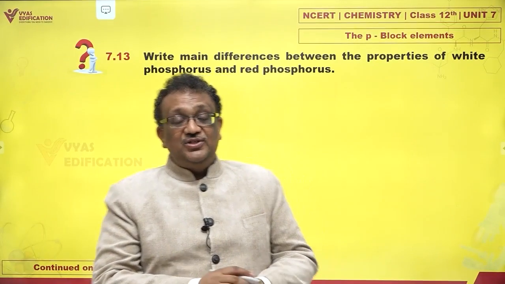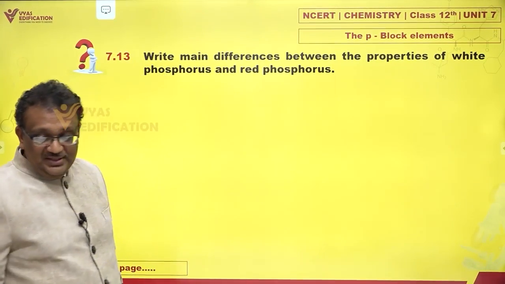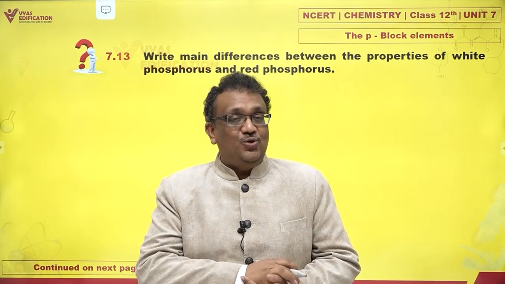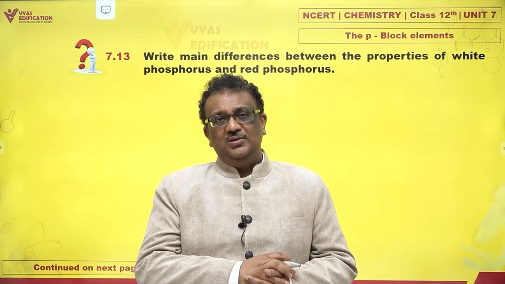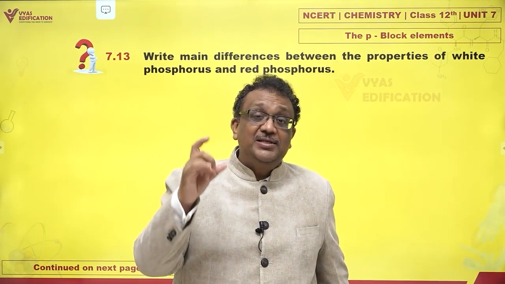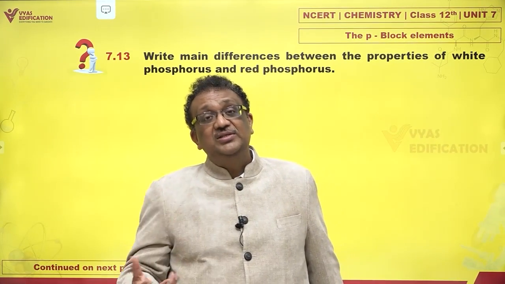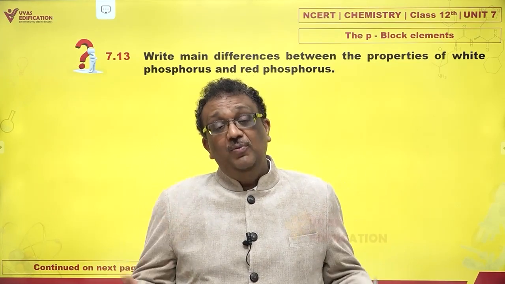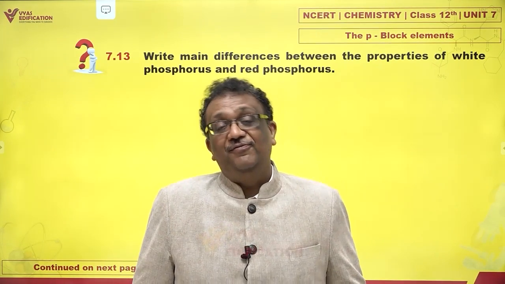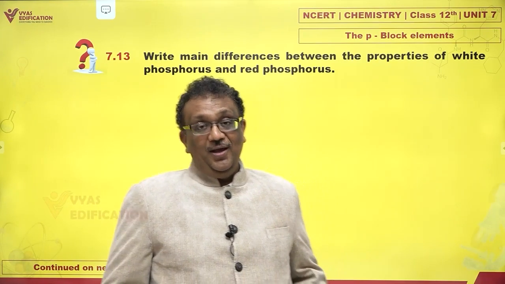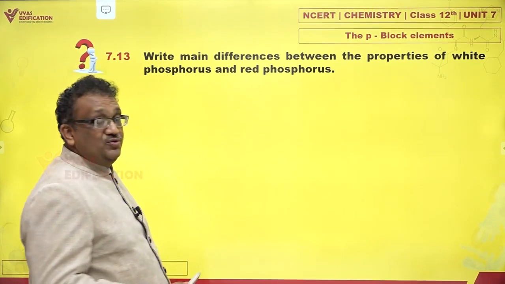Write the main differences between the properties of white phosphorus and red phosphorus. Now, white and red phosphorus actually are two allotropes of phosphorus. What is the meaning of allotrope? If the same chemical substance can exist in more than one structure such that they have different properties. Please note, the chemical formula is the same, but if they have different physical and chemical properties, then they are said to be allotropes. Okay, like you have white and red phosphorus.